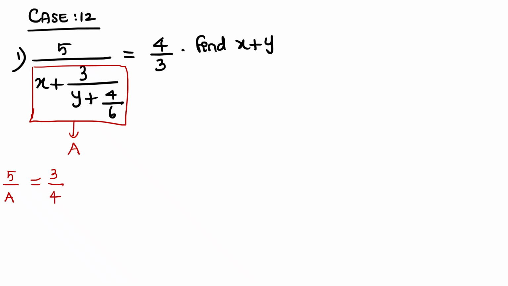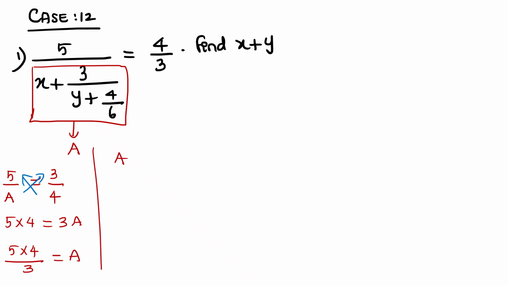So now I will cross multiply. When you cross multiply, you get 5 into 4 is equal to 3A. You will get 5 into 4 by 3 is equal to A. So the result is A is equal to 20 over 3. If I write that in mixed form, I'll get 6 2 by 3.